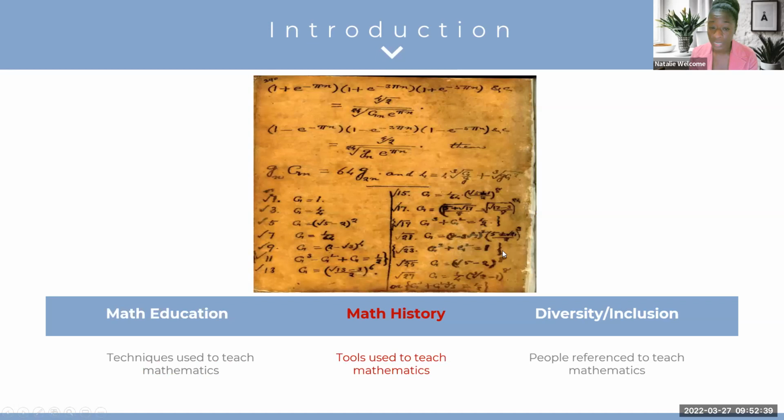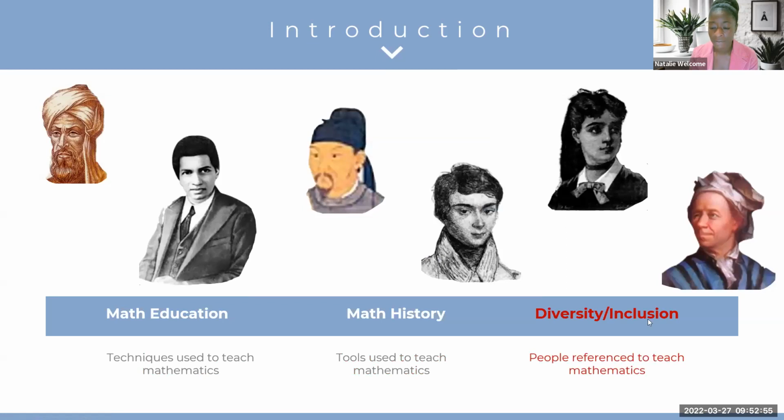Also, the history. This is one of my favorite images here. It's the notes, or presumed to be the notes, from the historical mathematician Ramanujan, and the tools that we use to teach mathematics, and also the diversity, the people whom we reference as we are teaching mathematics. And so we're thinking about inclusion, and you can glimpse across this lineup of mathematicians and consider measures, or areas, of inclusion.